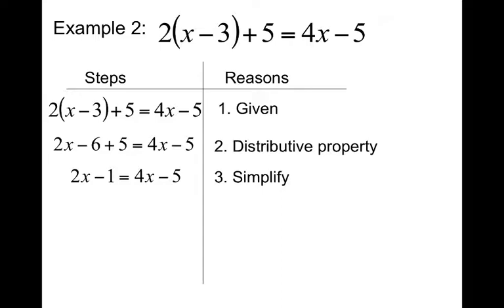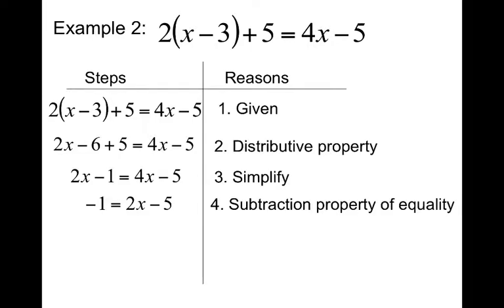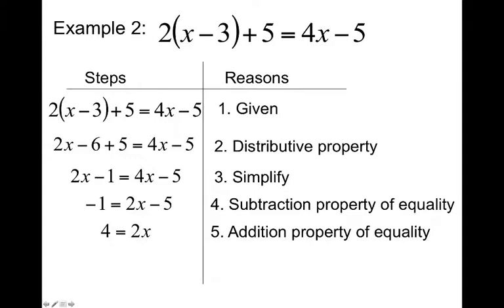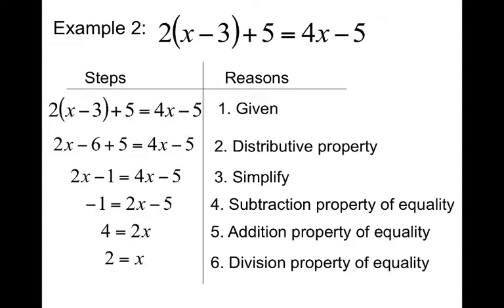Alright, the next thing, I'm going to get my x's together. So I'm going to subtract 2x from both sides. So that gives me negative 1 equals 2x minus 5. So the subtraction property of equality is what we did there. Okay? And then add 5 to both sides. So that is the addition property of equality. And the next step is just to divide by 2. And you get x equals 2. So that is the division property of equality.